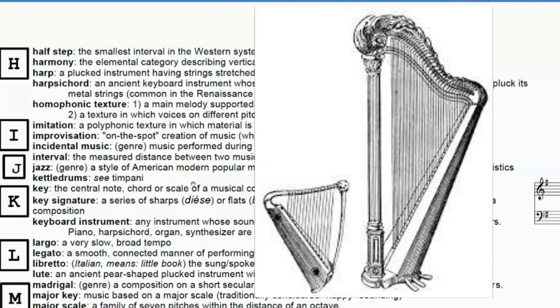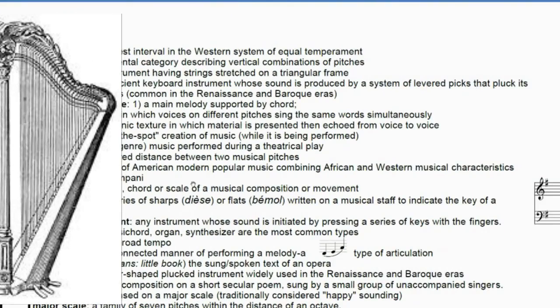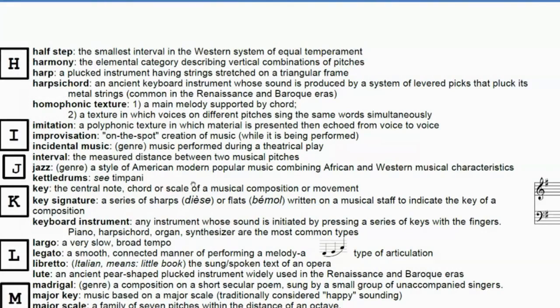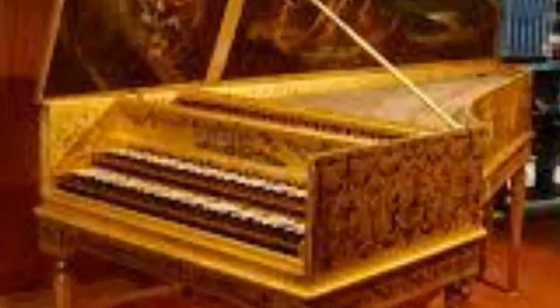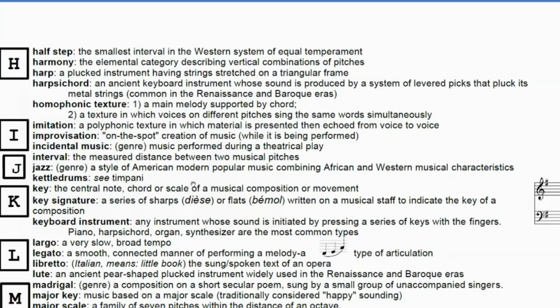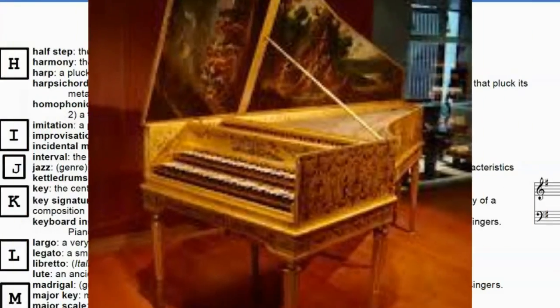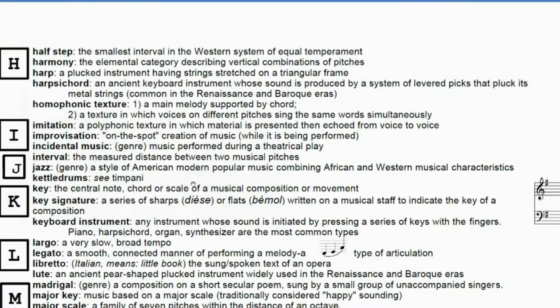A harp, a plucked instrument having strings stretched on a triangular frame. A harpsichord, I already said, an ancient keyboard instrument whose sound is produced by a system of levered picks that pluck its metal strings, common in the Renaissance and Baroque eras. A homophonic texture, a main melody supported by chords, let's say the one that I played before, or a texture in which voices on different pitches sing the same words simultaneously.